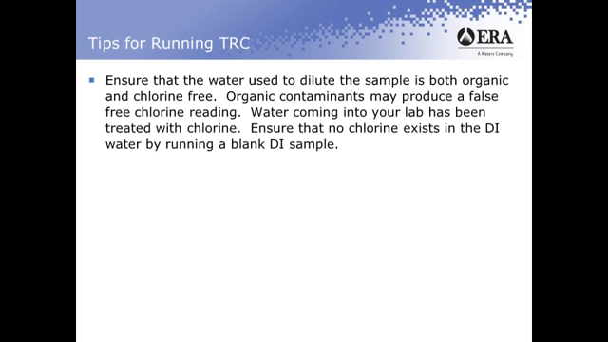Also, the water that comes into your lab that goes through your deionizing process has been treated with chlorine from the facilities. So you want to ensure that there's no chlorine in the deionized water that you're using to dilute up your samples. The best way to do that is to run a blank sample of your DI to ensure that there's no chlorine in there. If you don't have the capability or capacity for making your own deionized water, you can purchase deionized water from outside manufacturers, or what we've seen in the past that works real well is to use distilled water, and you can purchase that from your local market.